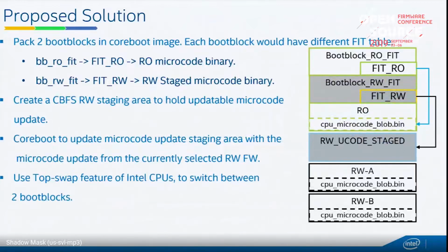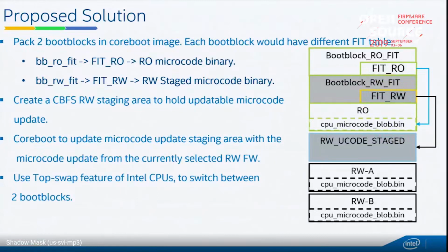Now this boot block would have a FIT table which would contain the address of the microcode, pointing to a microcode binary in your RW staging area. Now this RW staging area is capable of getting updated. So this is my RW region, and I'm capable of pushing an update here. And I would make the FIT RW point to my RW staging area. So I now have provision to pick up the microcode either from the original boot block, which resides in the RO region, or from the RW region as well.